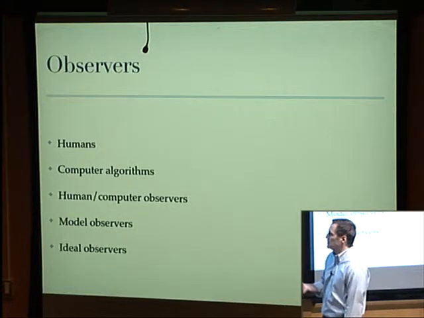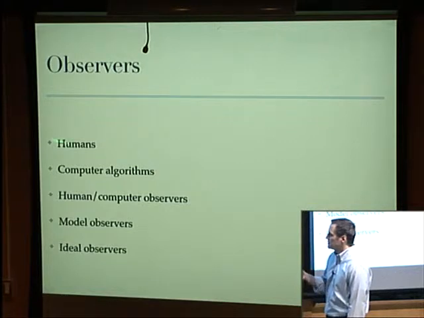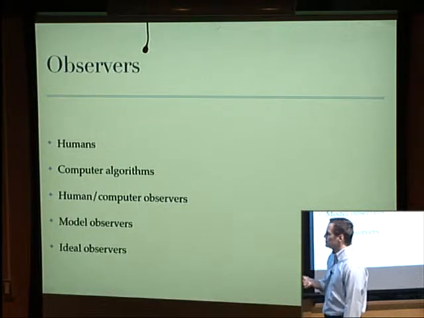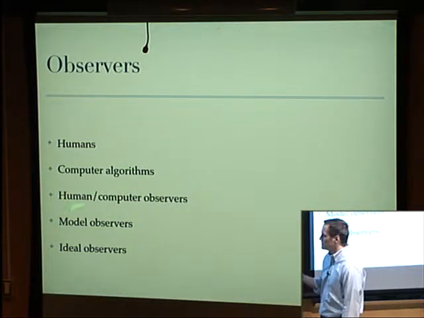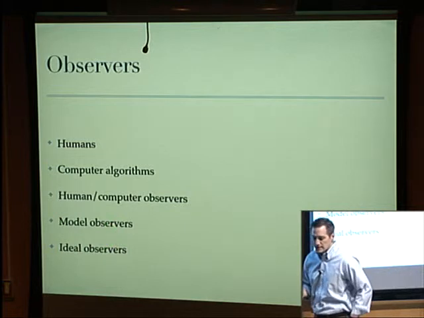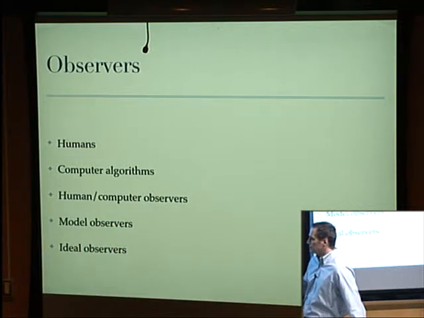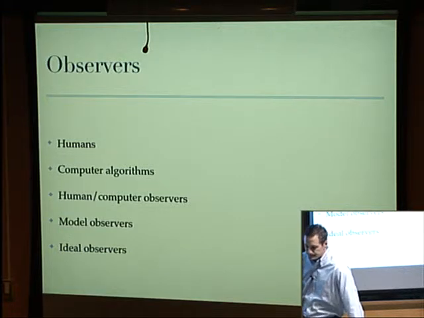The observers that we often consider are things like humans. We do consider human observers, but more often than not these days we're considering computer algorithms, or model observers as we call them, and sometimes even ideal observers. These are mathematically ideal observers. They're optimal in some well-defined sense.